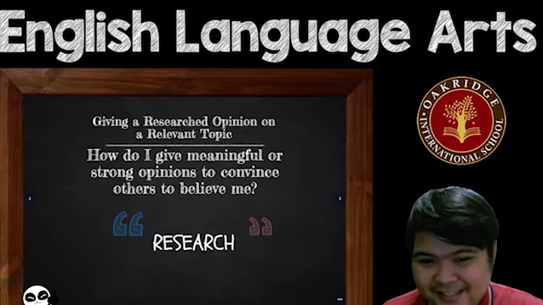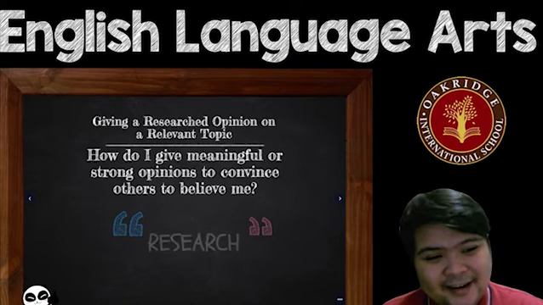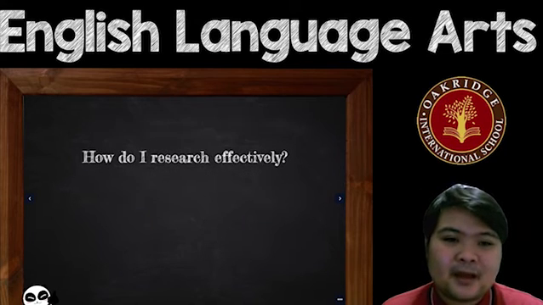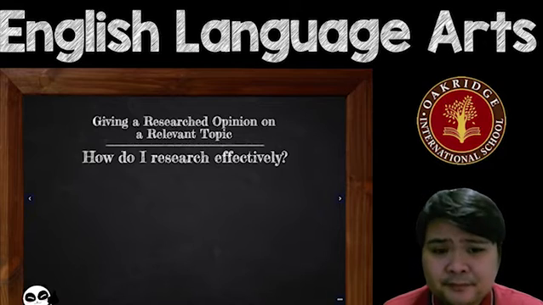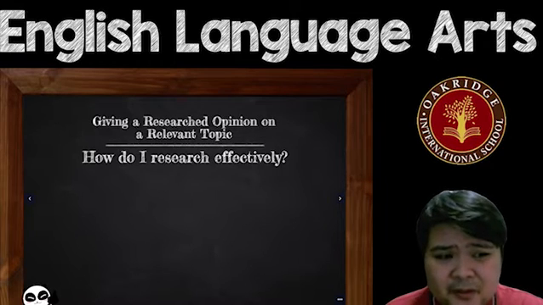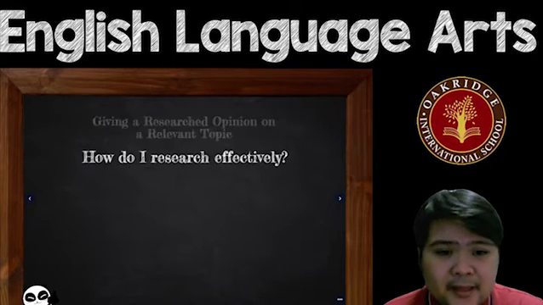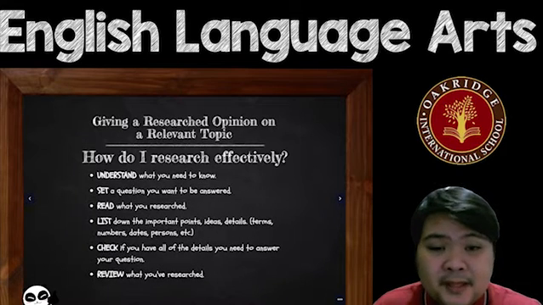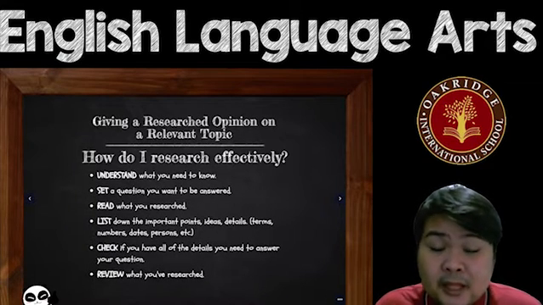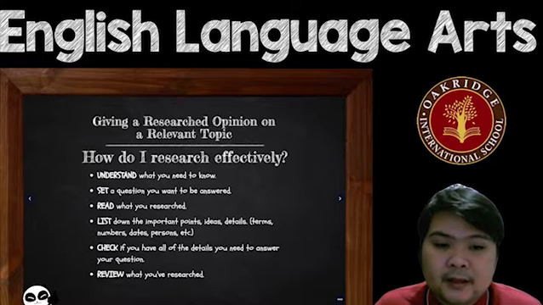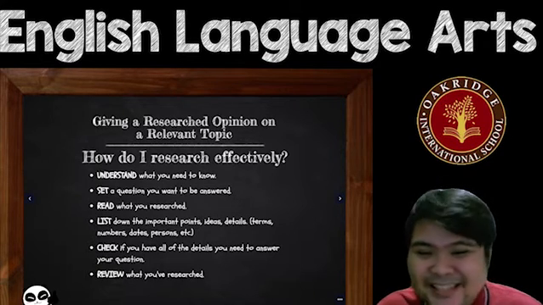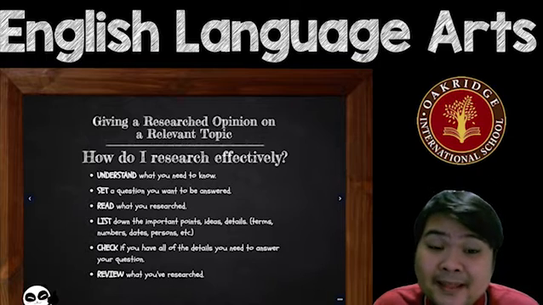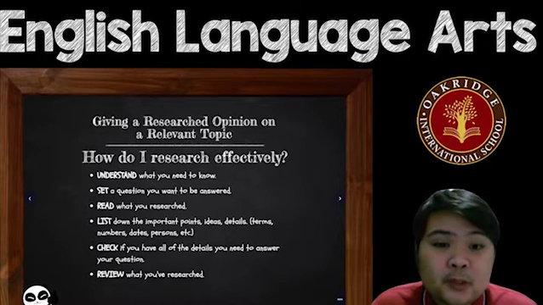Very important, guys. Research. Alright. So, how do I research effectively, you might ask? How are we ever going to research effectively? Well, there are a few things that you have to understand or take note of. There are 6 different things to do to be able to research effectively.